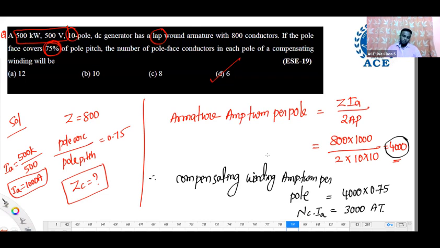See, don't think about why this value is less. Because the current they gave is 1000 ampere, that's why the turns are less. If the current is less, automatically turns increase. Okay, so whatever we get, that is the answer. Clear?